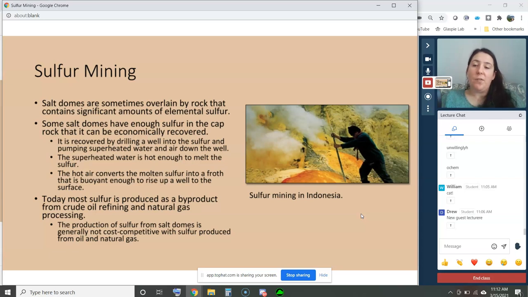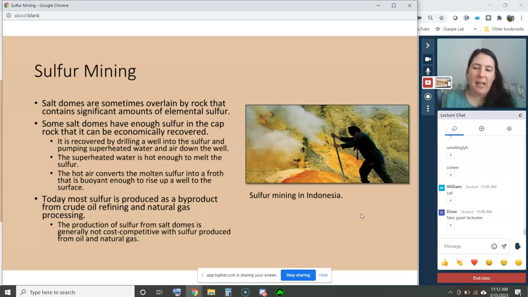And to recover sulfur, you would drill a well down into the sulfur and then pump superheated water and air down the well and melt the sulfur. And then that sulfur is kind of like a frothy slurry. It would rise to the surface, and then you would build a well to collect that at the surface.